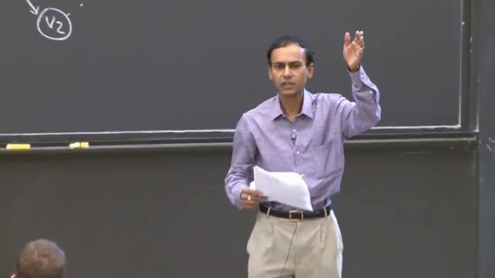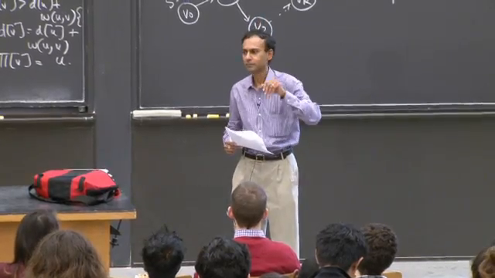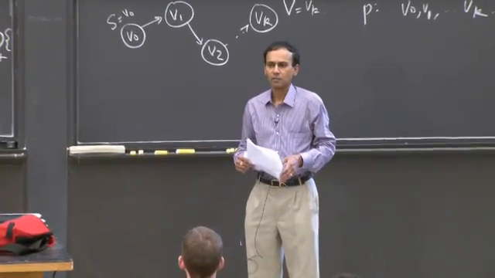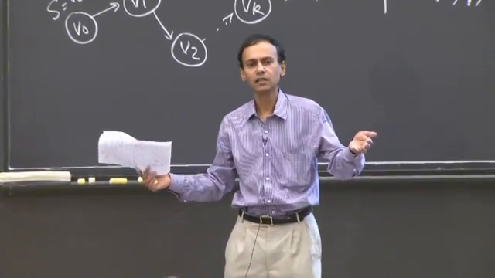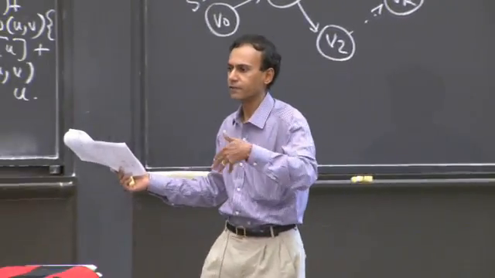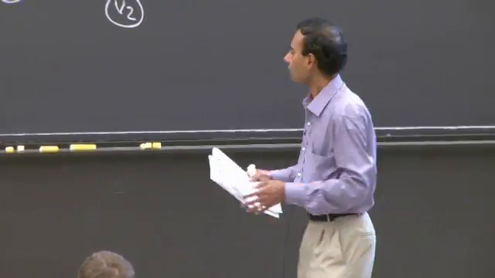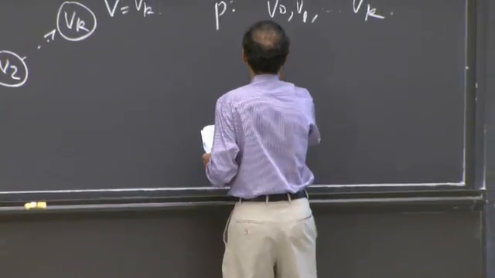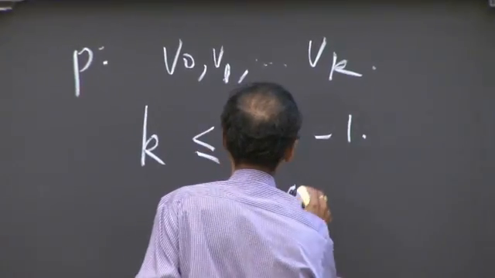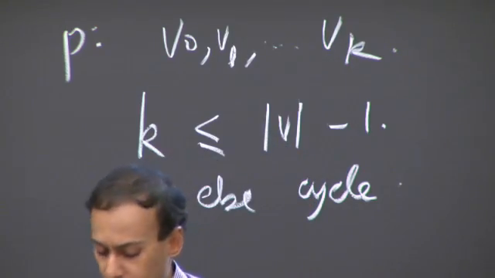Anybody? How big is K? It's up on the blackboard. V minus 1, right? Why? What would happen if K is larger than V minus 1? I would have a cycle. I'd be visiting a vertex more than once, and it wouldn't be a simple path, right? So K is less than or equal to V minus 1, else I'd have a cycle, okay? And I wouldn't have a simple path.